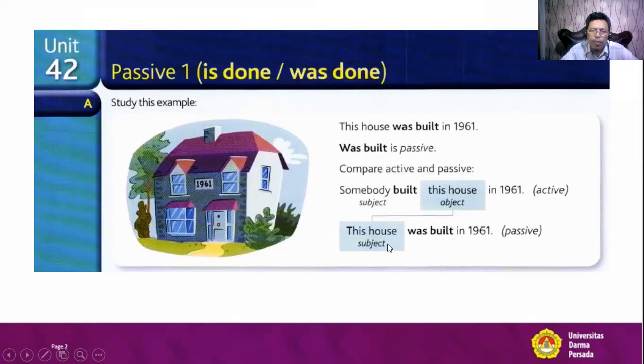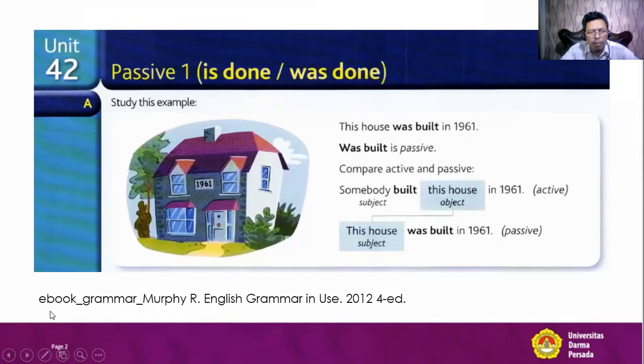Okay, everybody, I just want to tell you that this material is taken from this book. I have a collection of the ebook, the grammar. This is a book by Murphy, English Grammar in Use, the title of the book, published in 2012. This is the 4th edition. Okay, we go on.